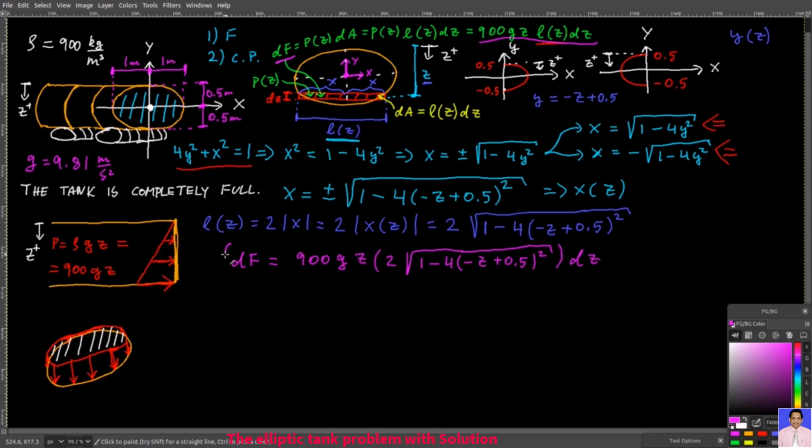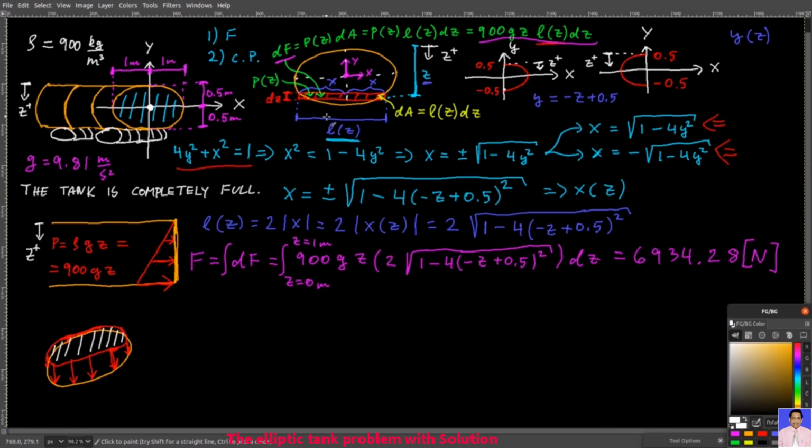And now if I integrate it, and on this side I perform an integration from z equals 0 meters till z equals 1 meter, well then I will get the total force that this elliptical plate is experiencing due to that liquid inside the tank. If I evaluate this integral, then I will get 6934 times 28 newtons. I found it using Wolfram Alpha online calculator.